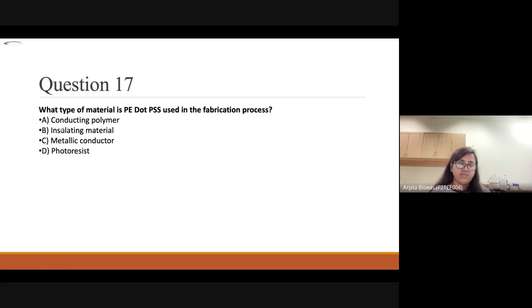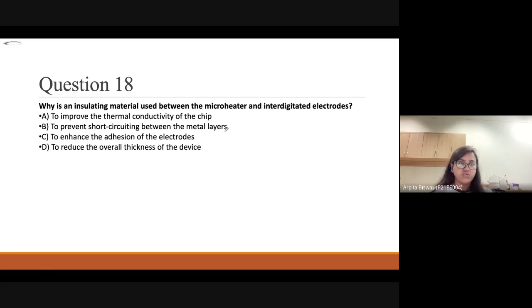So PEDOT:PSS is a which type of material? Conducting polymer, insulating, or metallic conductor, or photoresist? So PEDOT:PSS is a conducting polymer. Okay. So the right option is option A, the conducting polymer. So next move toward the question number 18. Why is an insulating material used between the microheater and interdigited electrode?